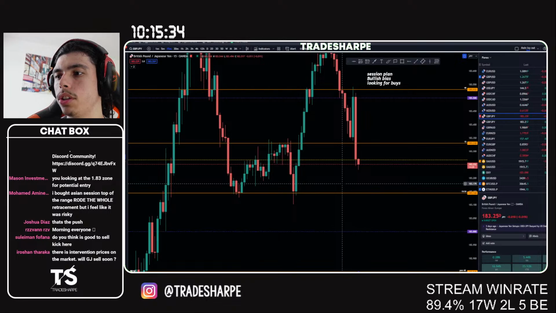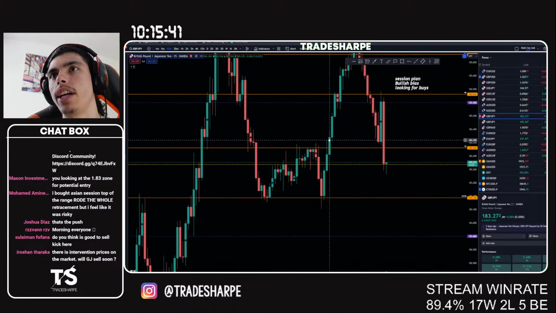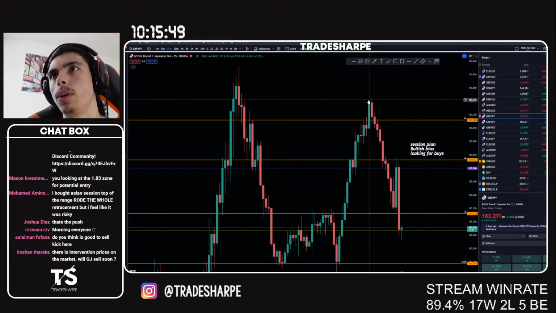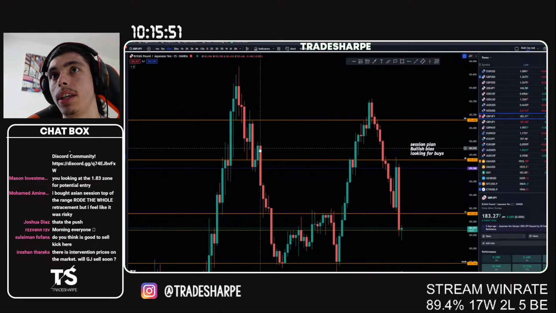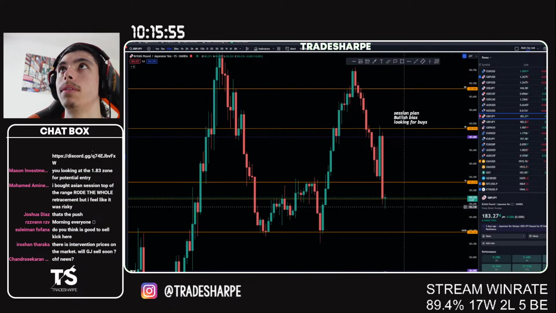You bought Asian top of the range, rode it all the way to the top. So this Asian session, this is the only buy I see. This is right at Asian open. Beautiful trade here. Very, very simple, right? Asian session, close above the range, clean candles to the left. Rode it all the way to the high. Should have taken profits probably here or here even, not even up there. And then you rode it back down, you said.